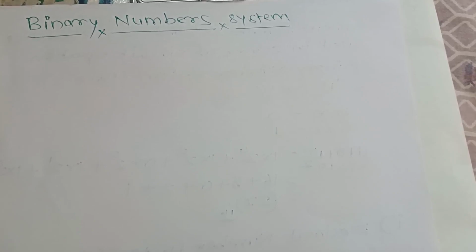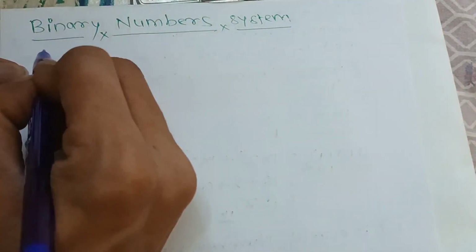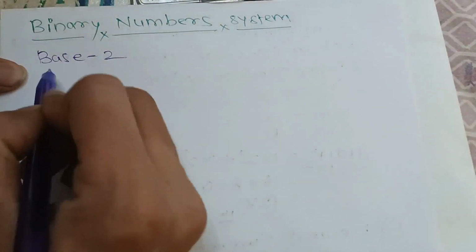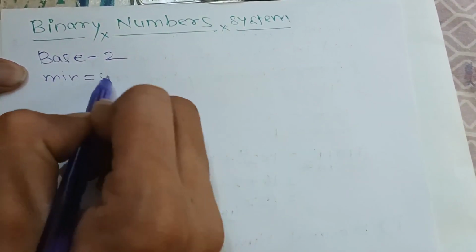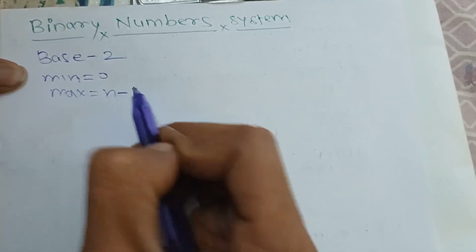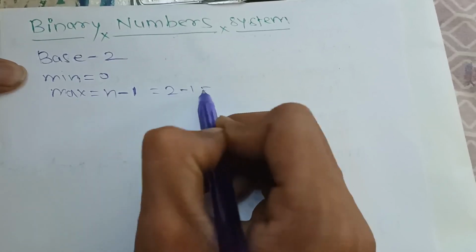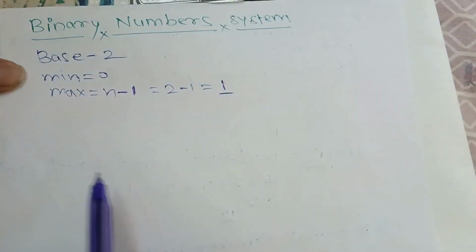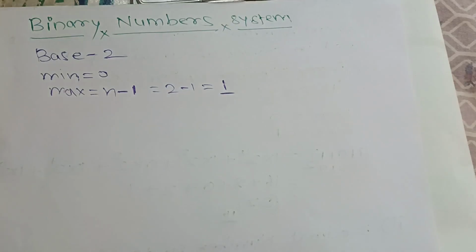So today we are going to see some theorems related to the binary number system. Okay, what is the binary number system? As we have seen in our last video as well, the binary number system is nothing but a system having base 2. Base is going to be 2. So what is the minimum value of it? The minimum value is going to be 0 and the maximum value is going to be n minus 1, where n represents your base, that means 2 minus 1. If you do this calculation, it will give 1. So this is the maximum value that we can represent for a digit in the binary number system.